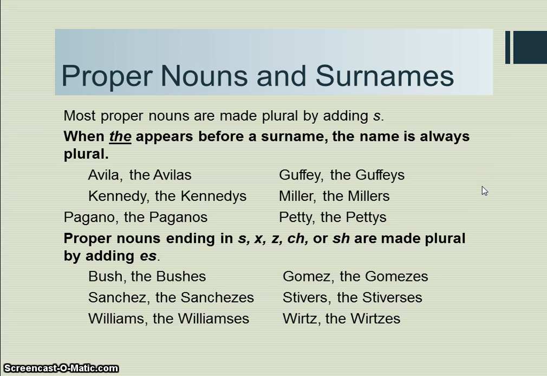Okay? Proper nouns ending in S, X, Z, CH, or SH are made plural by adding ES. So it's the same rule as the regular nouns, except if you put the in front of the surname, that means that you're kind of talking about a family. So you're talking about more than one of them. So Bush becomes the Bushes, Sanchez becomes the Sanchezes, and so on. And this is going to come into play in the next chapter when we talk about making nouns possessive.